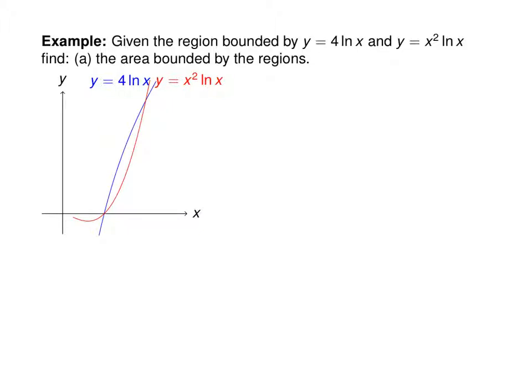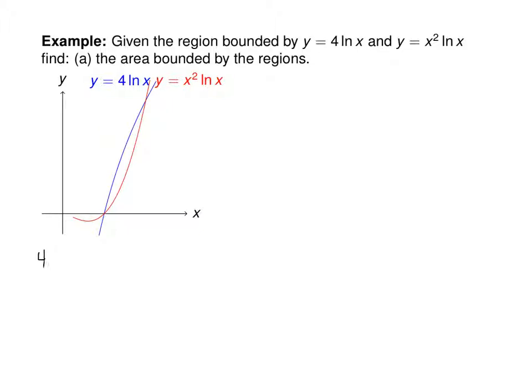Now, given the region bounded by y equals 4 ln of x and y equals x squared ln x, find the area bounded by the regions. So here we have the graphs of these two functions. 4 ln x is blue and y equals x squared ln x is red. And first let's figure out where they intersect.